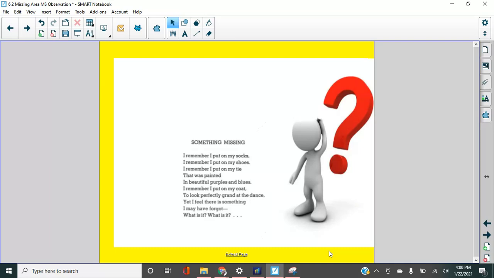It's by Shel Silverstein. Something Missing. Ready? I remember I put on my socks. I remember I put on my shoes. I remember I put on my tie that was painted in beautiful purples and blues. I remember I put on my coat to look perfectly grand at the dance.